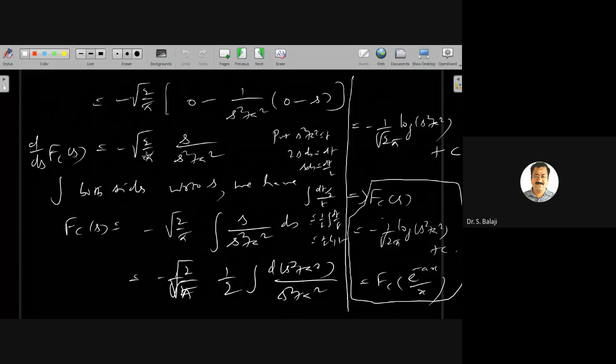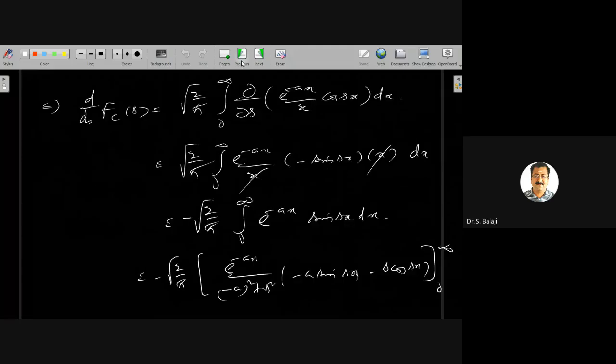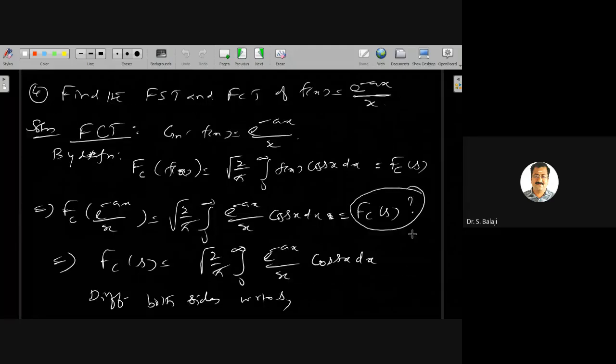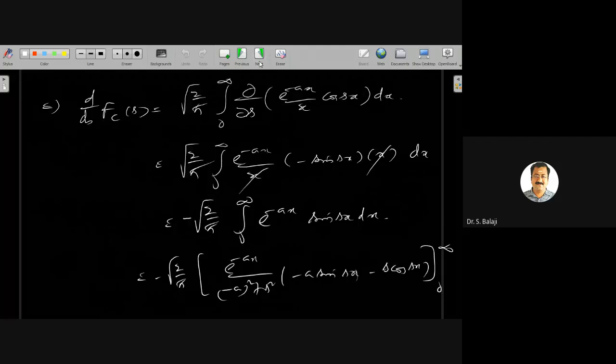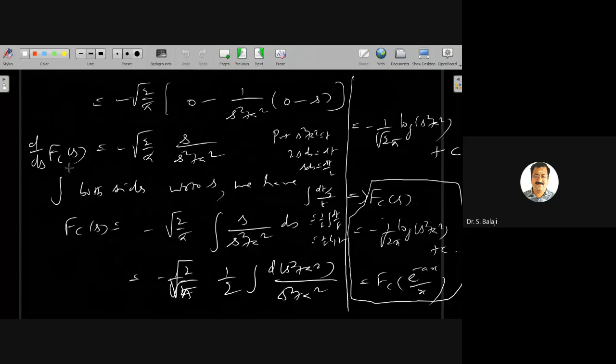Okay, right. But your work is that you have to identify FCFS. We are in search of FCFS. What is FCFS? That only gives the Fourier cosine transform of e power minus ax by x. So we are in search of FCFS, but we obtained only d by ds of FCFS, the derivative of FCFS. Therefore, if you want to get FCFS, you have to integrate. The opposite thing you have to do.